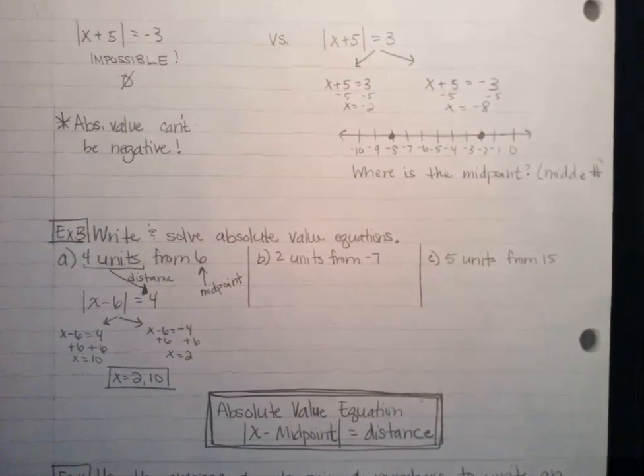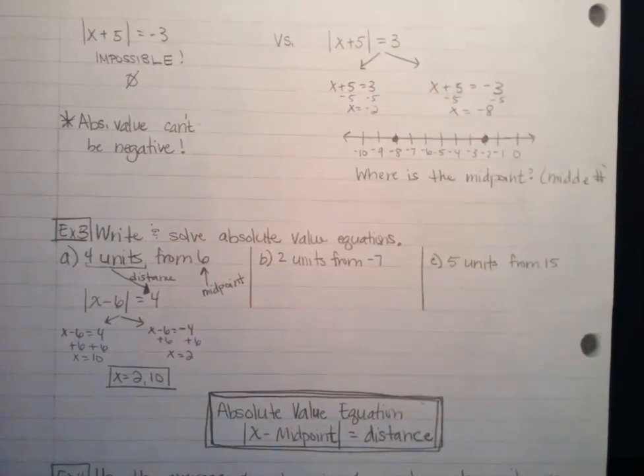All right, so let's look at that a little bit more. We have this absolute value, and again, the absolute value is equal to a negative number. The negative part makes this impossible. There is no solution.